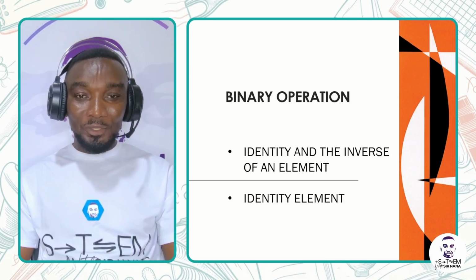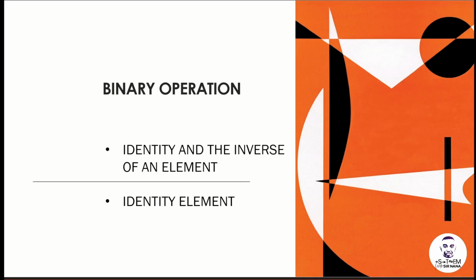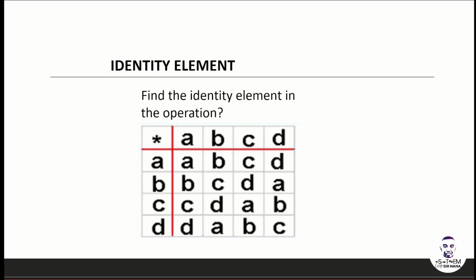In this lesson, we are going to consider the identity element, but then we will consider it when we are considering a table. So we are looking at it when we are looking at a table. Now let's consider an example. So for instance, in this question, it says that find the identity element in the operation. So what we need to know is that in this operation, we have the elements A, B, C, and D, and then we have the operation symbol star.